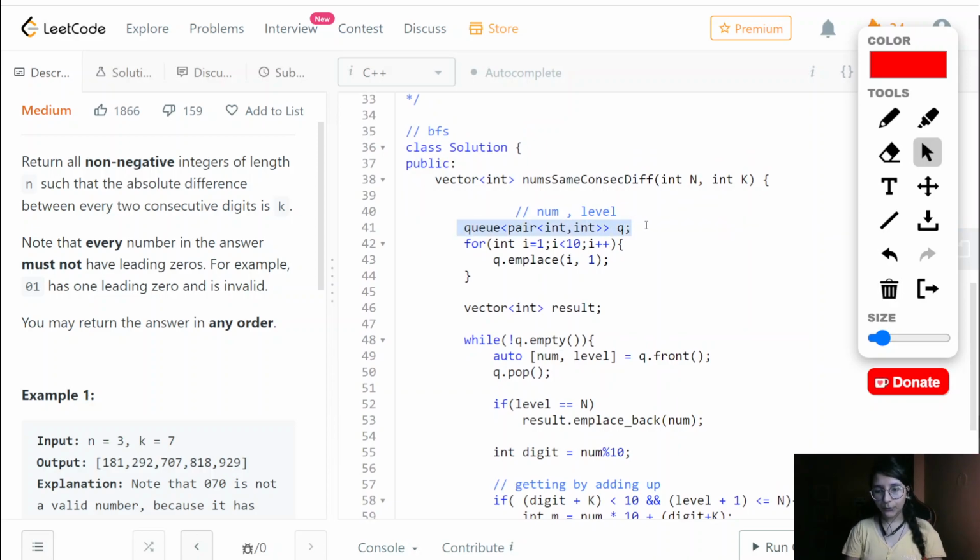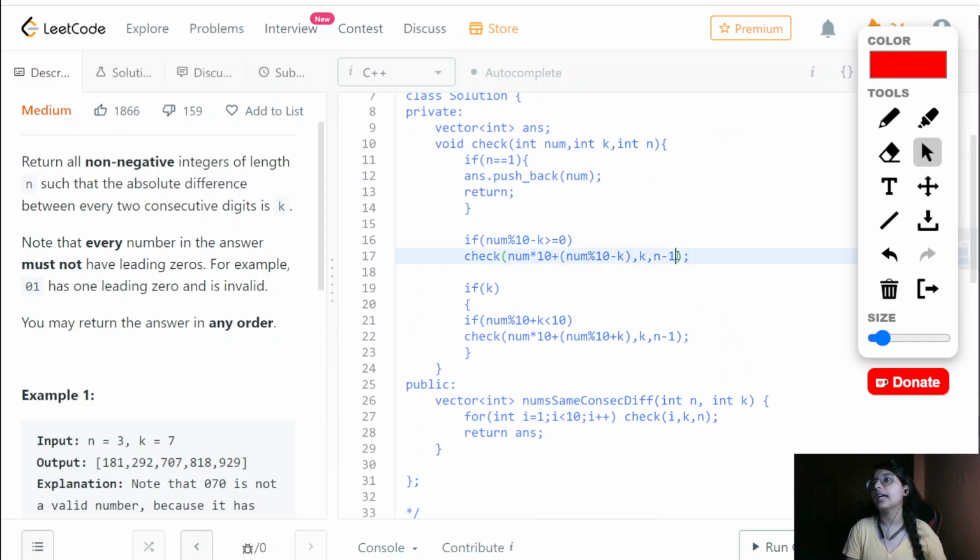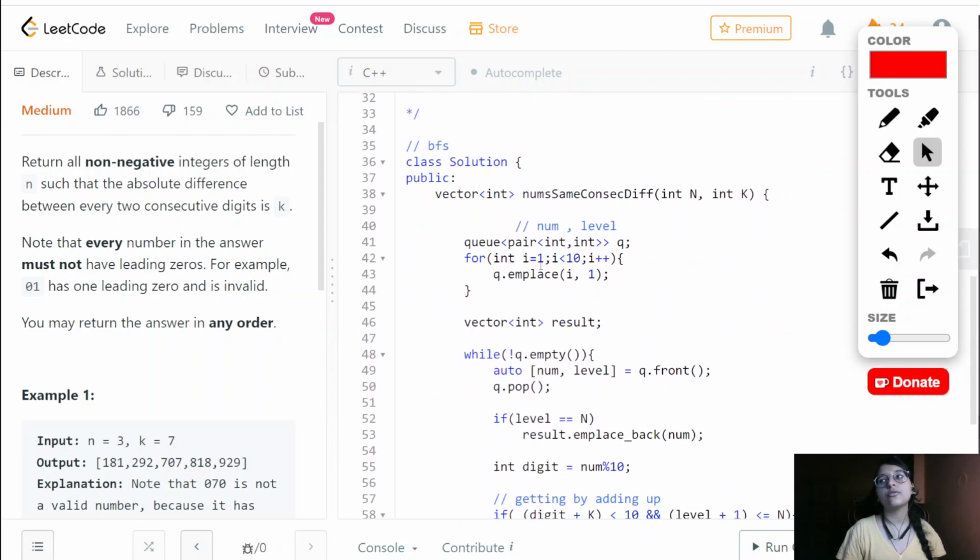If we are taking a queue, then how are we required to take that queue? Is it an int only, just storing a single digit, or are we storing a pair? So here we are storing a pair, which simply represents that we are storing the num and its level, right? Here our level was n minus 1, not k, but n minus 1, and this was our number in our DFS approach. But in our BFS approach, we are storing it like this.